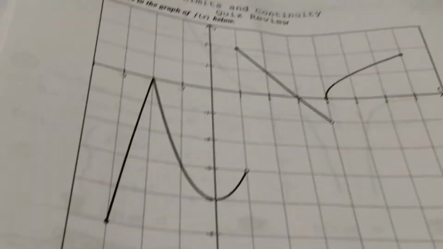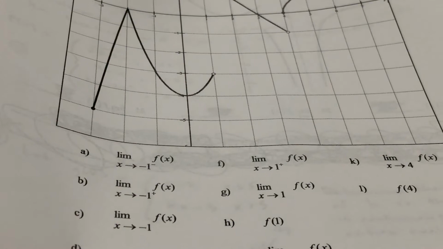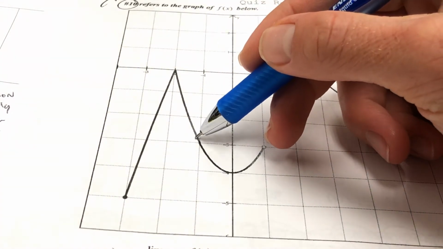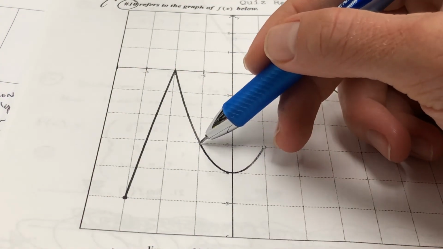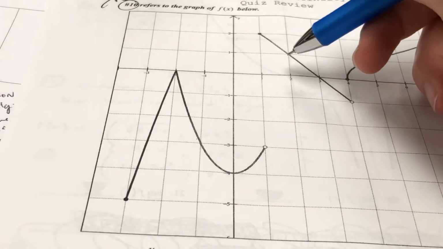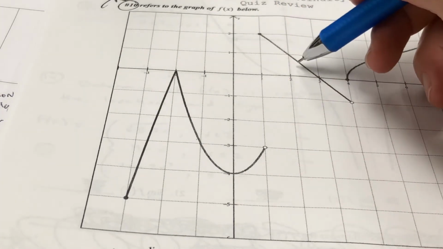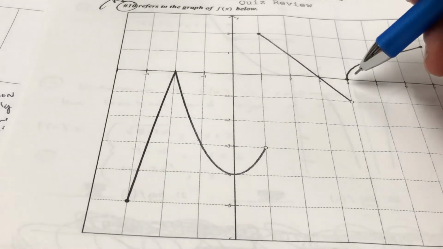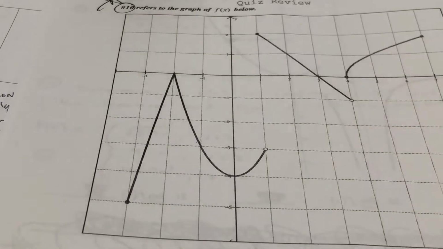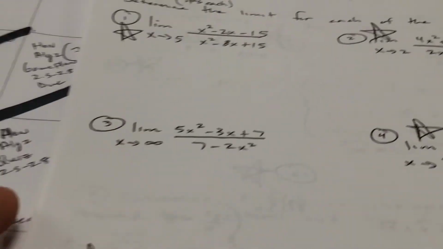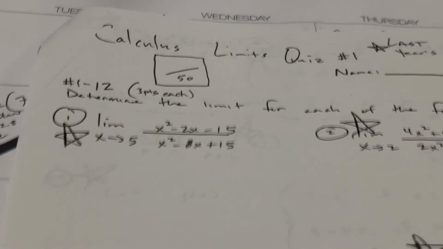I would expect maybe to see something like this. Okay, refer to the function and then just fill them all out. The limit as x approaches -1 from the left is -3. From the right, it's -3. The limit as a whole, -3. The limit as x approaches 1 from the left is -3. From the right, it's 2. As a whole, does not exist. F of 4 is 0. It's right there. So do that page. Good luck. We will discuss as much as we can on Tuesday next week.